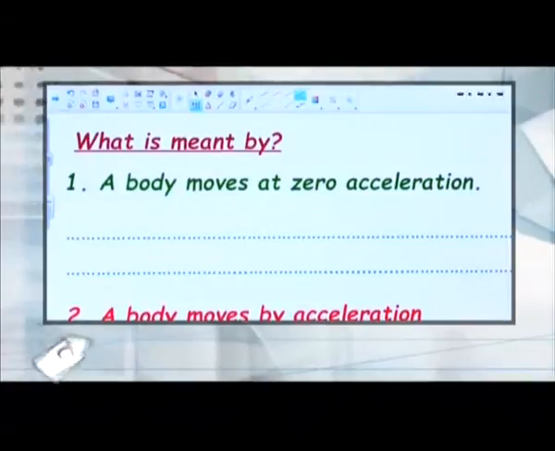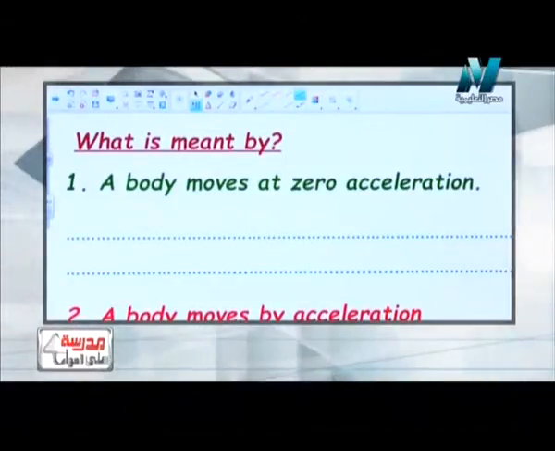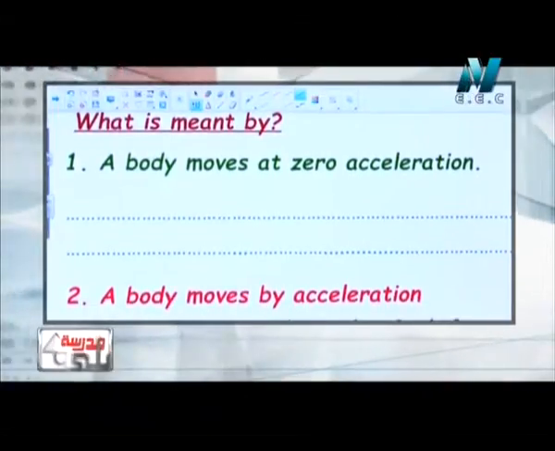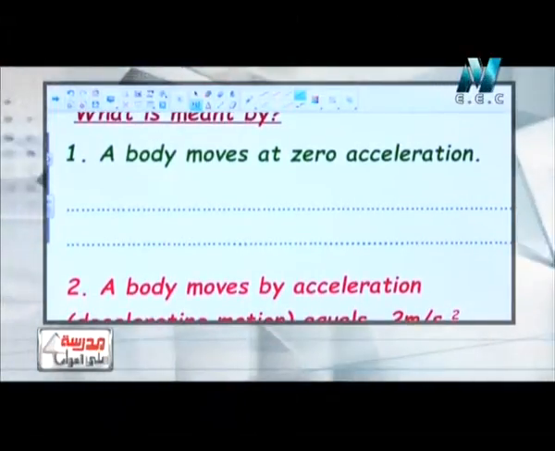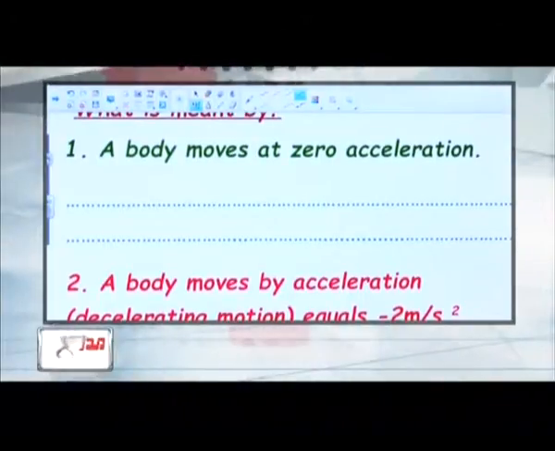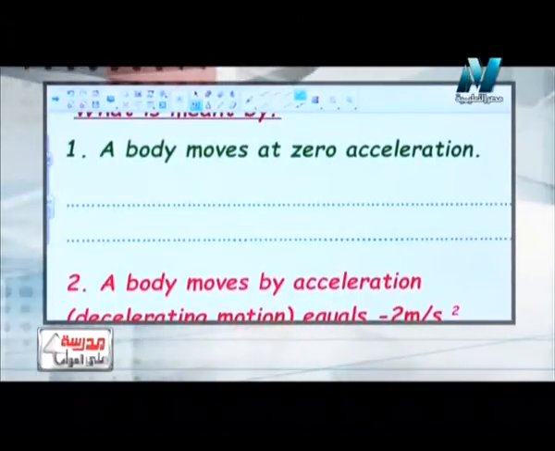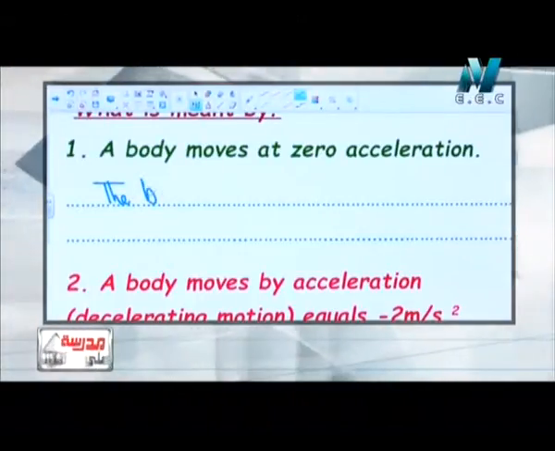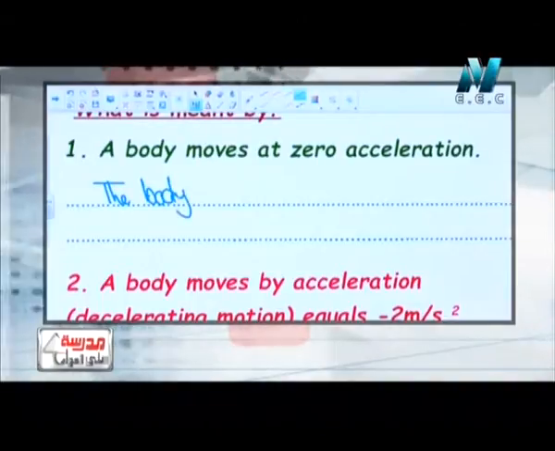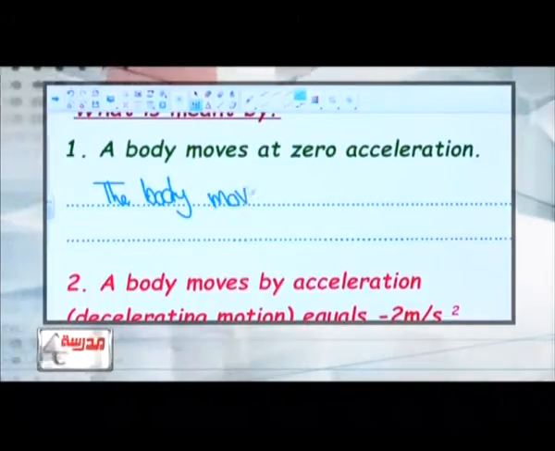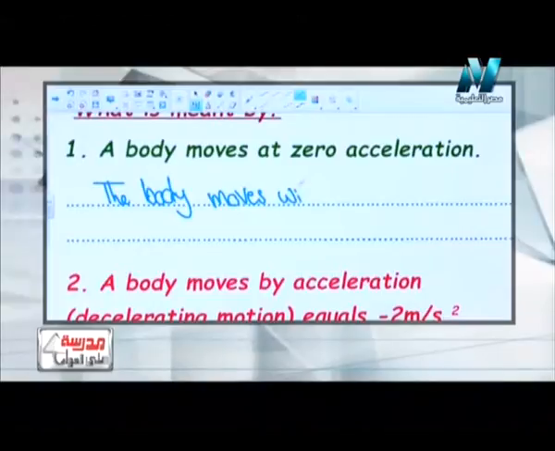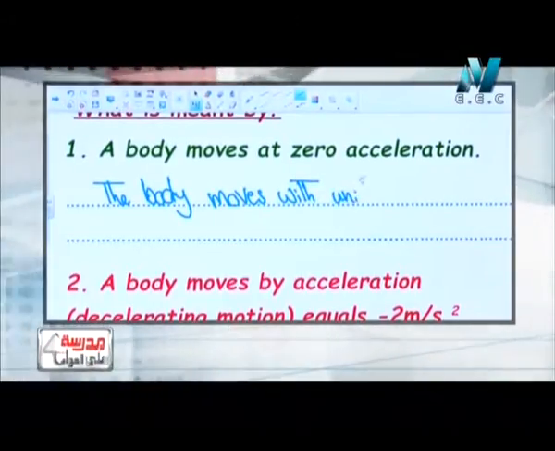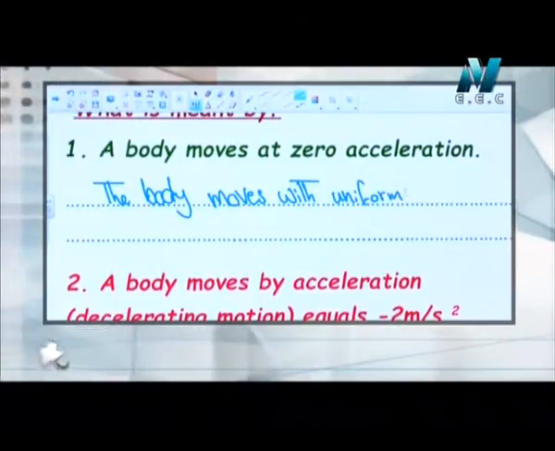What is meant by a body moves at 0 acceleration? We have only one case, the acceleration equals 0 if the body moves with uniform speed.